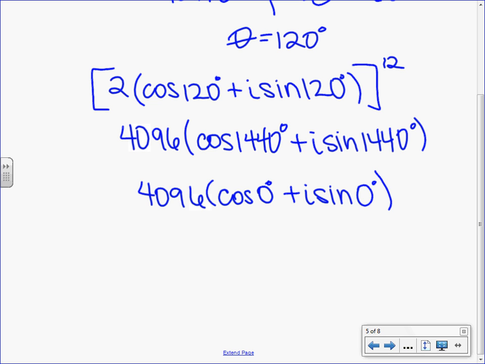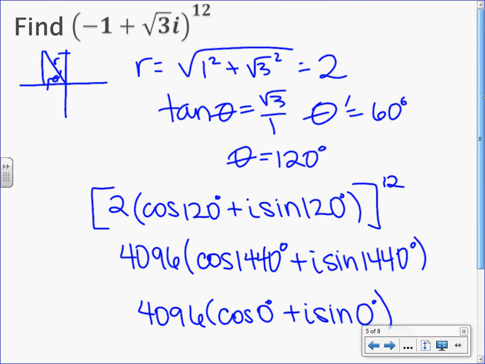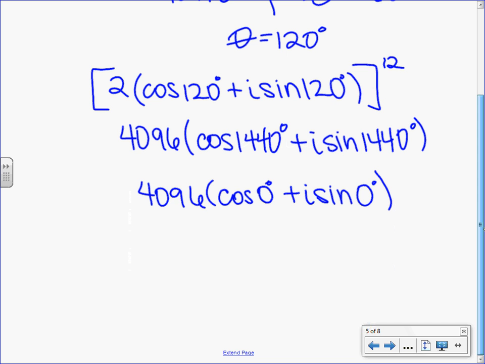Okay. What is the cosine of 0 degrees? Well, I guess first of all, hold on. This is in trig form. Our problem started out in standard form, so we should answer it in standard form. So, let's convert this. What is the cosine of 0? 1. So, 4096 times 1. What's the sine of 0? 0. So we actually don't have an imaginary piece to this complex number.